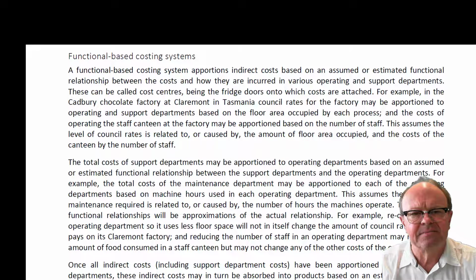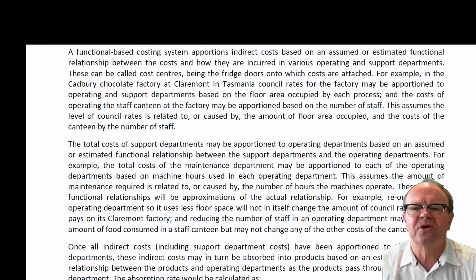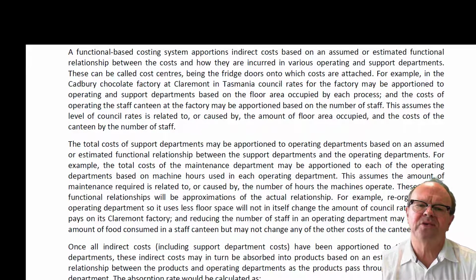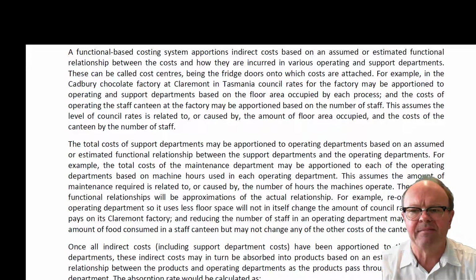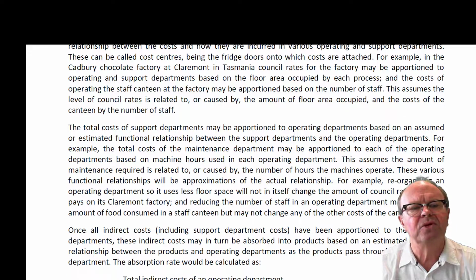Functional-based costing systems. A functional-based costing system apportions indirect costs based on an assumed or estimated functional relationship between the costs and how they are incurred in various operating and support departments. These can be called cost centres, being the fridge doors onto which costs are attached.